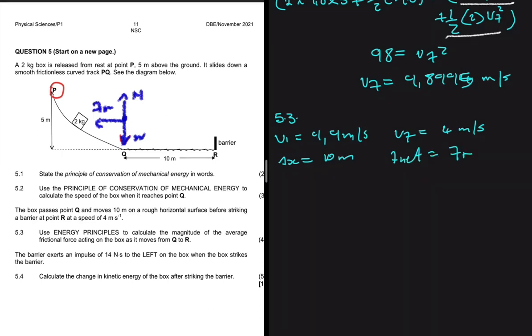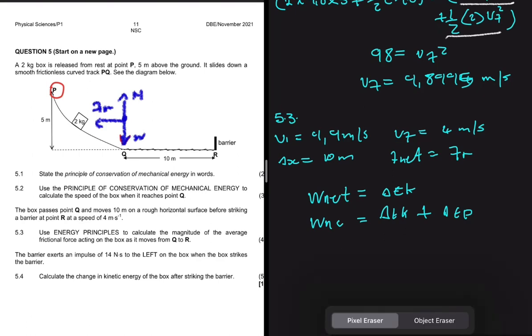So with these variables we have, we can use the work energy theorem, right? We can say that work net is equals to the change in EK. We can also use work done by non-conservative forces is equals to the change in EK plus the change in EP. All these formulas can work. I'm gonna use the first one, you guys can use the second one, and see if we're gonna get to the same answer. I know we are, but convince yourself.